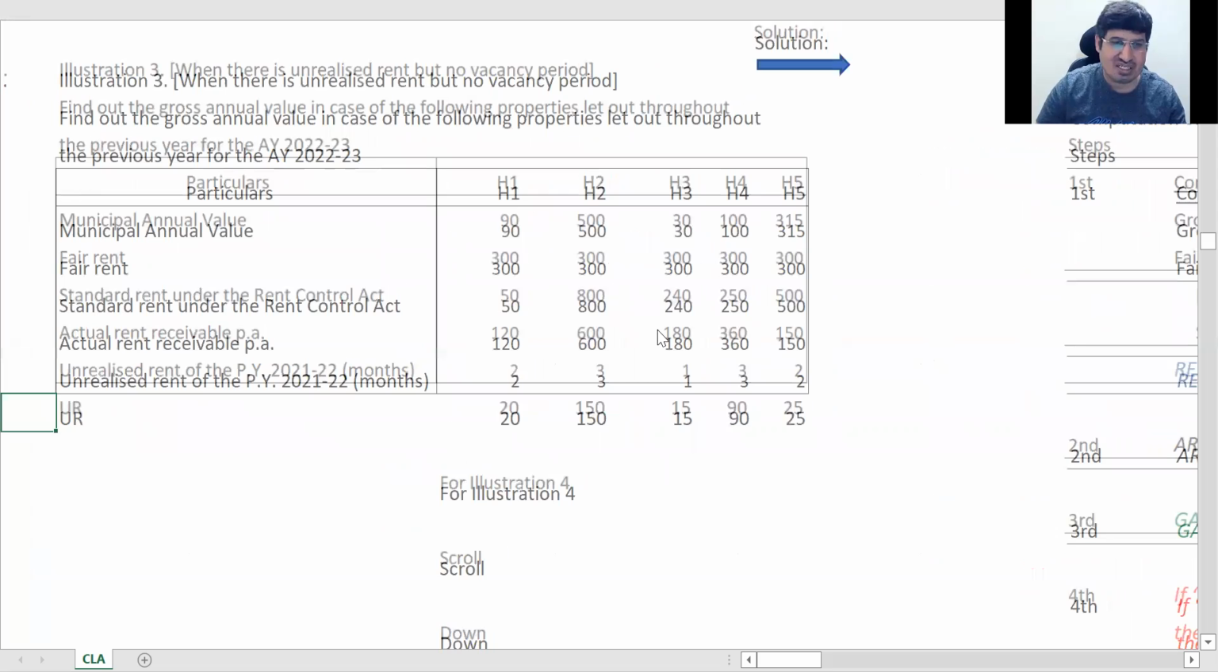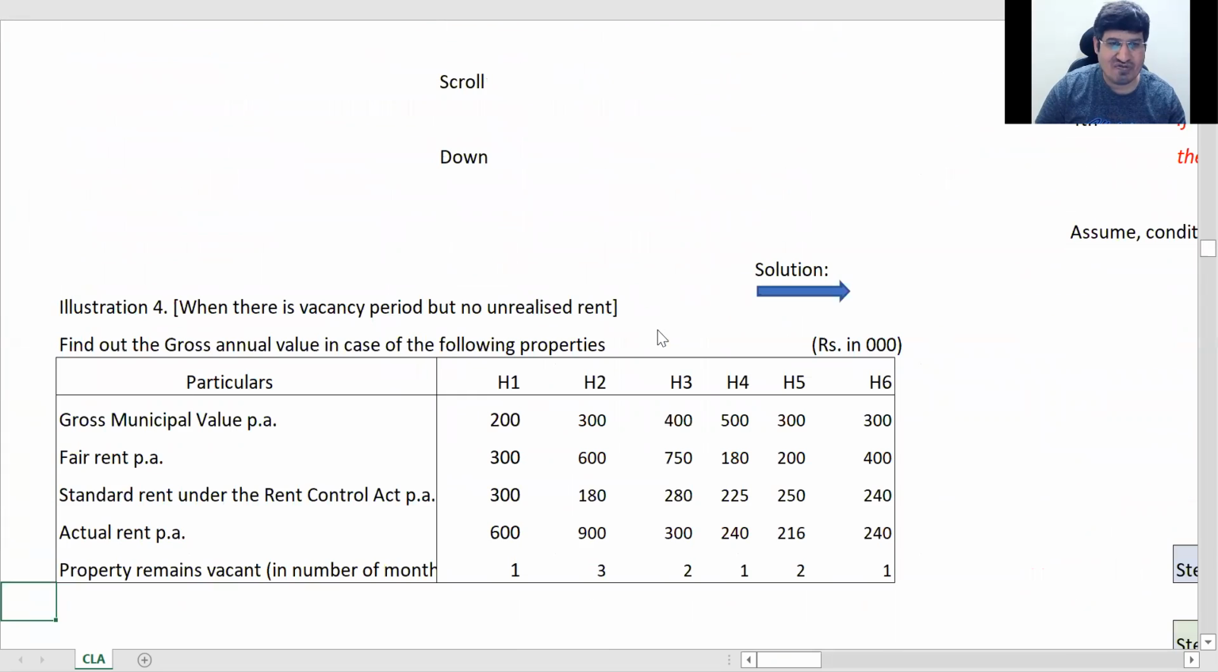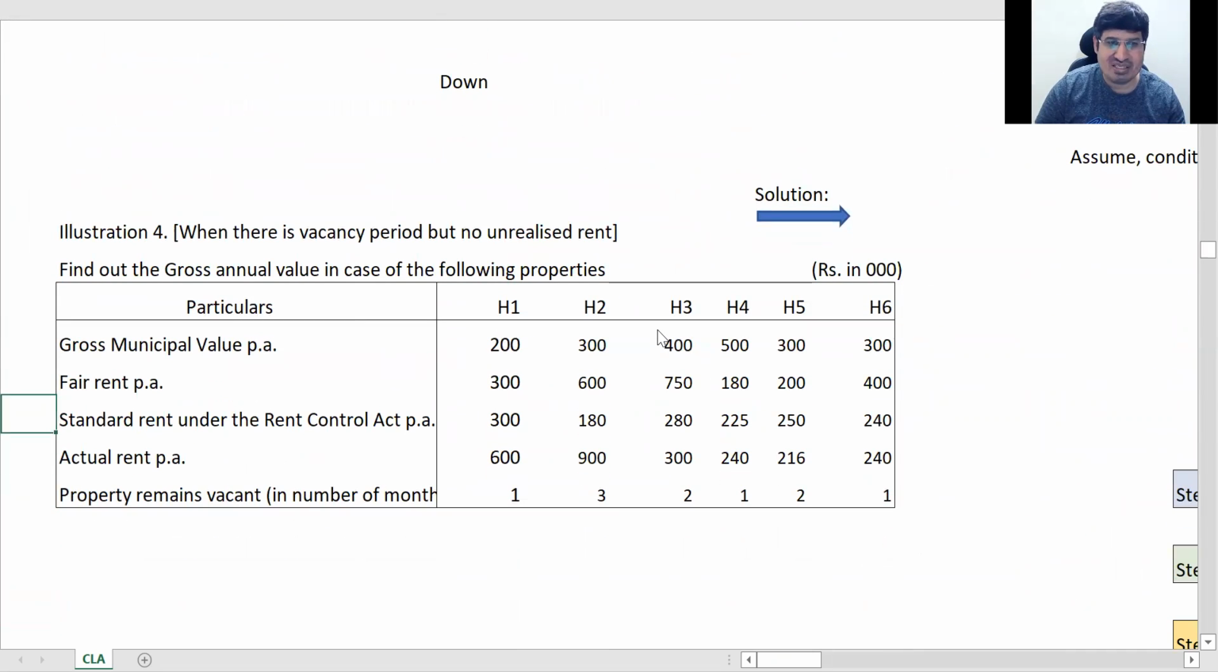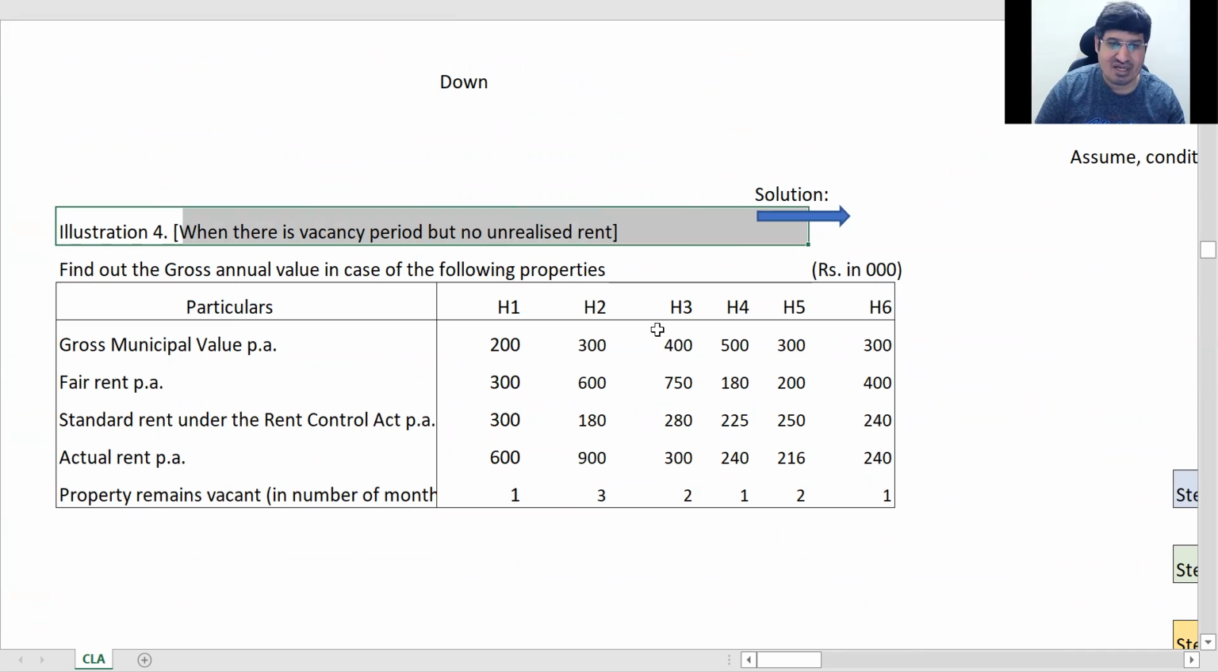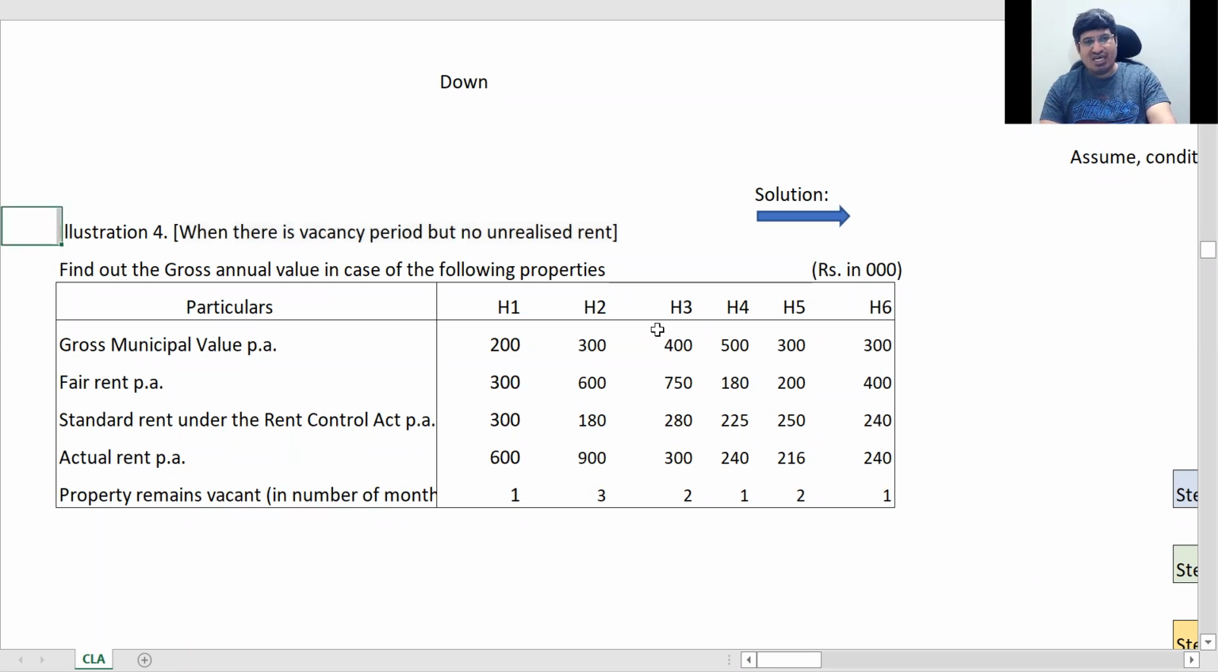So we have done 3 illustrations here. We'll go for illustration 4, where there is a vacancy period. You will understand here what we have to do about vacancy. We will try to finish this problem. The vacancy part is a little bit complex in this computation. So we will go up again and look at step 4 from there. We'll see, right? And then I'll bring you to this problem.